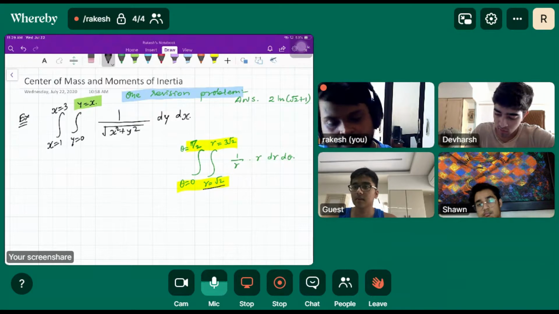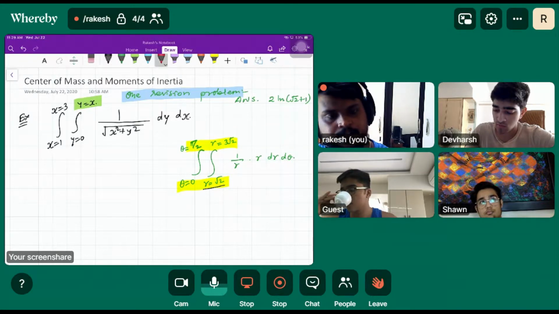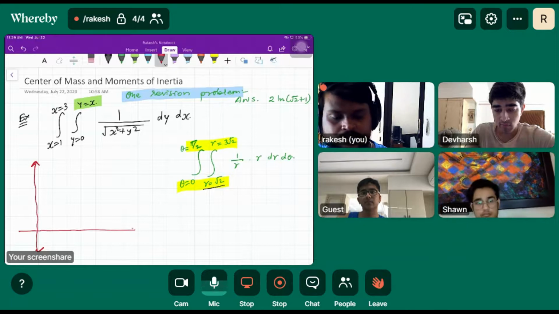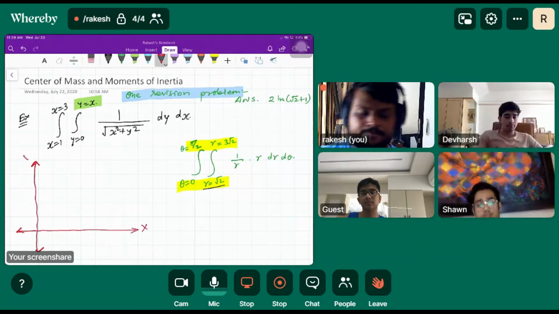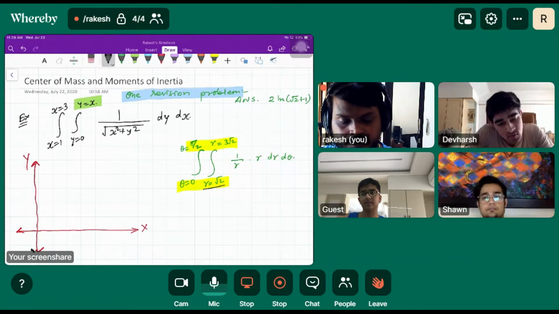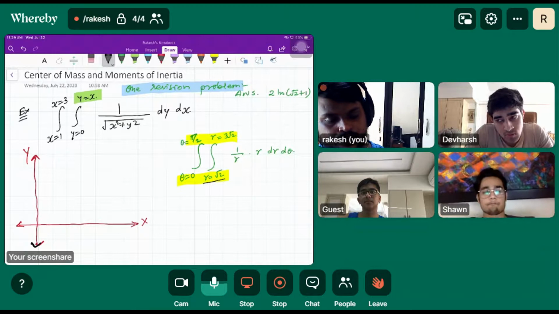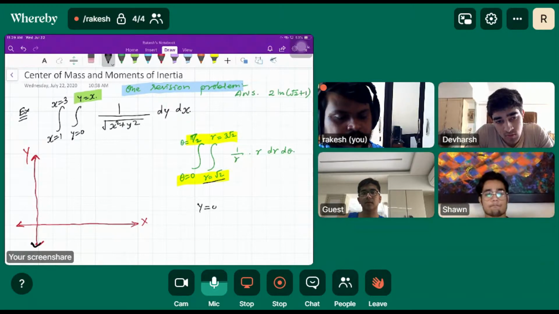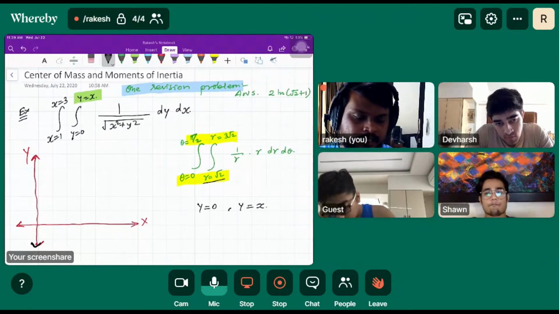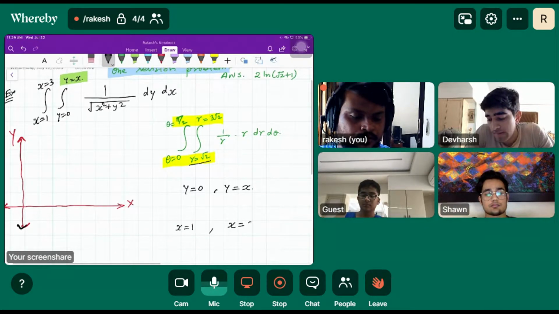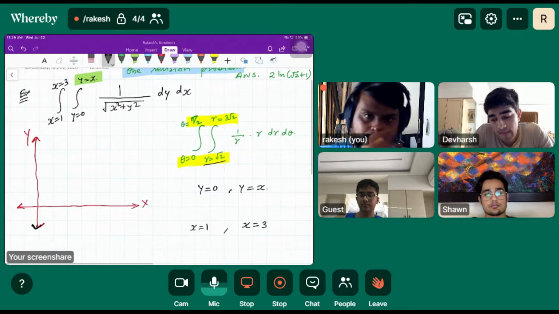Okay. See, first of all, we'll draw the region. Perhaps you have drawn the wrong region. Let's check it out. So this is x, this is y. The lines are y is equal to 0, y is equal to x. Then x is equal to 1 and x is equal to 3. So what is y is equal to 0?